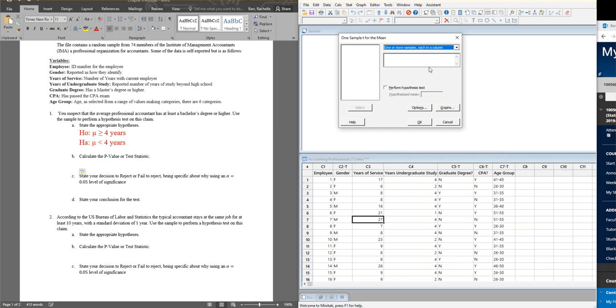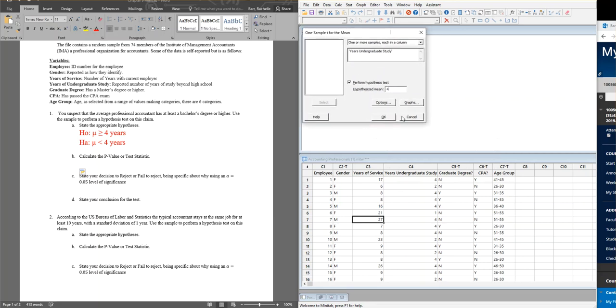Oops, I don't have summarized data. My sample's in a column. Sorry about that. However, if you had a summary like, oh, this is what my sample looks like, it has mean this and standard deviation this, this is what you would choose. So we have samples in columns. So we want years of undergraduate study. I want to perform a hypothesis test. It asks you what you want to use as your mean for the hypothesis test. That comes from the Ho. It's 4 years. Minitab does form the Ho a little bit differently than what you might expect, so we'll get into that a little too. Let's click our options. All right.